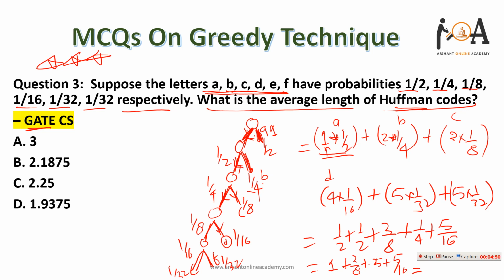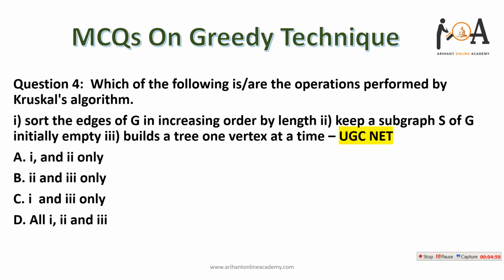So after calculation you will get an answer of approximately 1.9. So option D is the correct answer. The next question is, which of the following are the operations performed by Kruskal's algorithm?